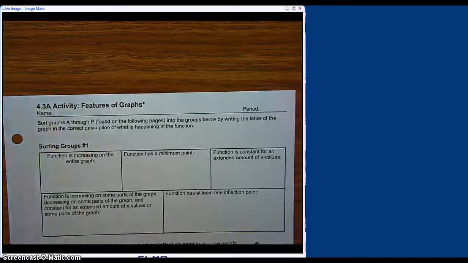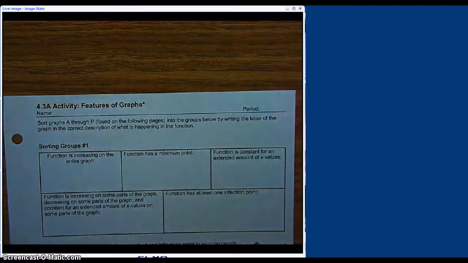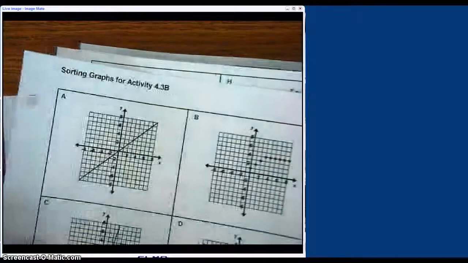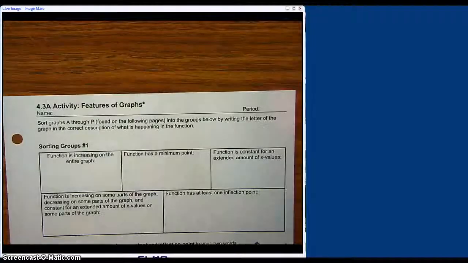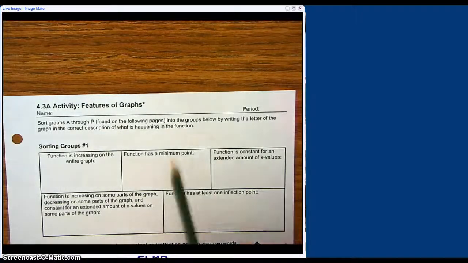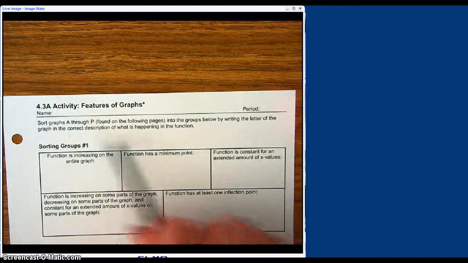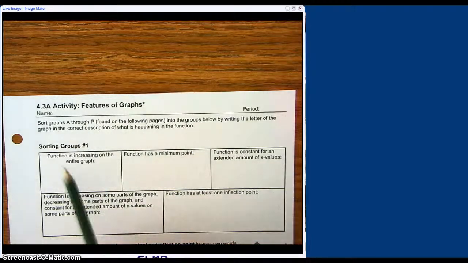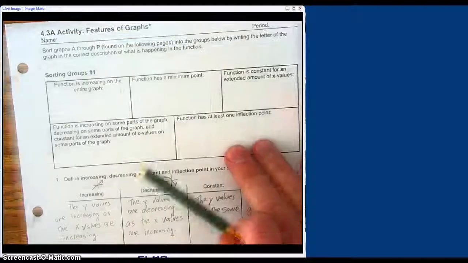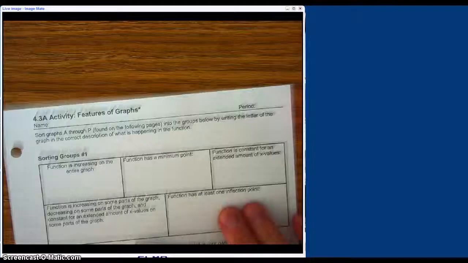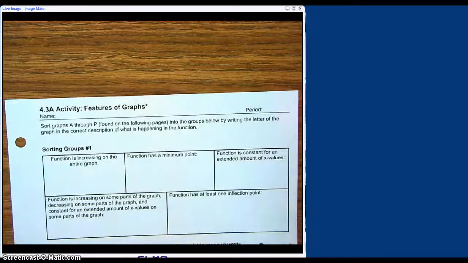Okay, now that you have the definitions, you have graphs on pages 68, 69, and 70. They look like this. It says sorting graphs for activity 3.3. They're on the following pages. So what you're supposed to do is write the letter of the graph for the correct description of what's happening. For example, it says the function is increasing on the entire graph. And you know what increasing means. It's going up from left to right on the entire graph. So I'll go through this one problem for you here.